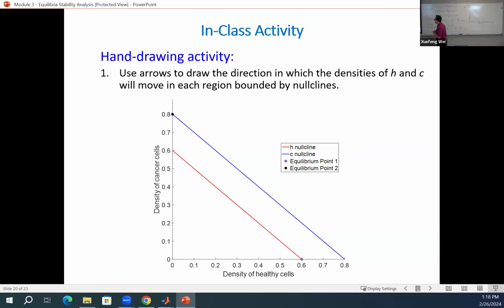So I wanted to do hand drawing activities. Use arrows to draw the direction in which the densities of x1 and x2, you can call them H or C, H is healthy, C is cancer cells, or x1, x2, will move in each region bounded by the nullclines. So there are several regions defined by this line and this line. What is the direction? Okay, let's do this. I'm going to erase here.